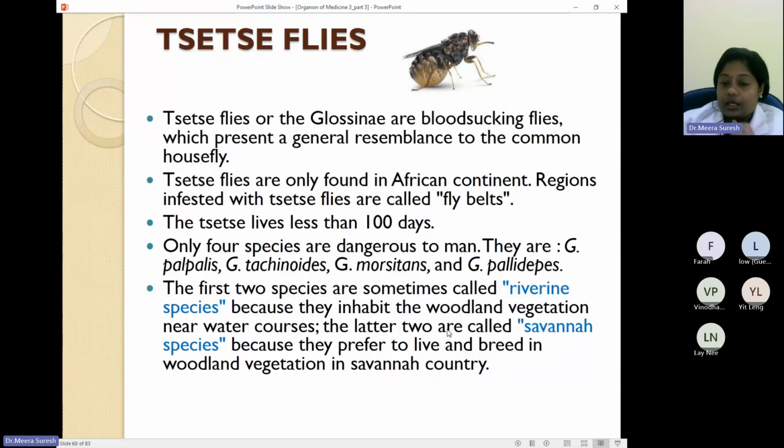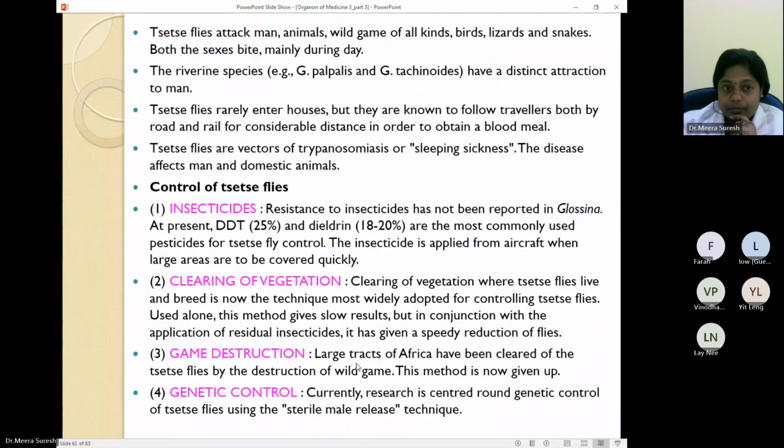And why we are learning this, I'm not going to ask you, but just understand: in case of CC flies, there are 2 species that are classified under riverine. Their habitat is near the woodland vegetation near the river sources, and the savanna in the woodland vegetation near the savanna area. So when we do the controlling measures, it is according to their breeding place that we have to concentrate the controlling.